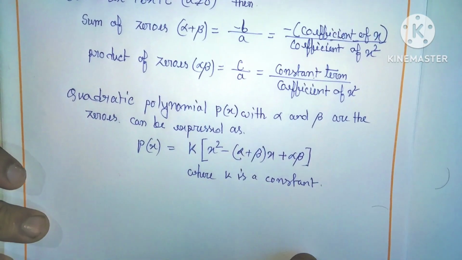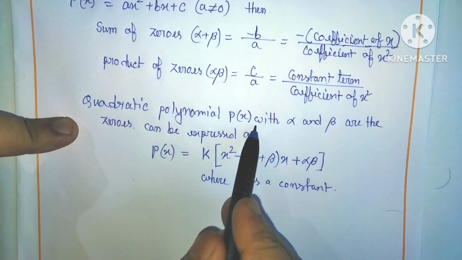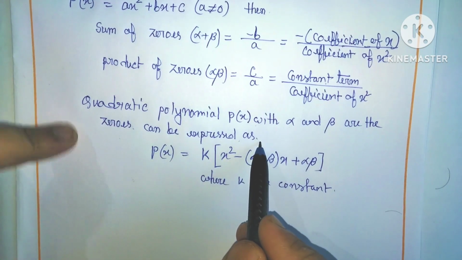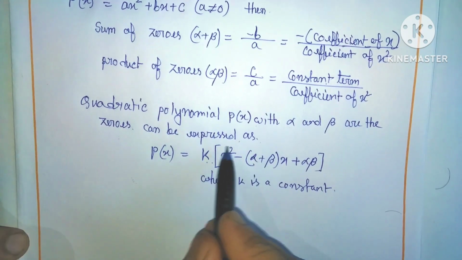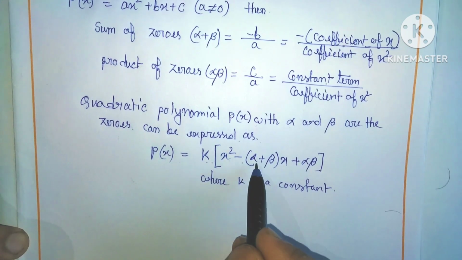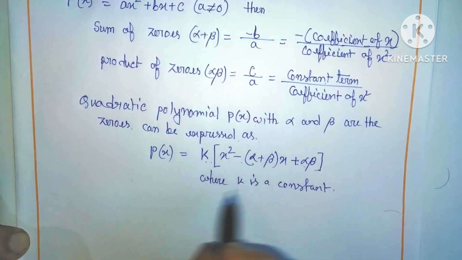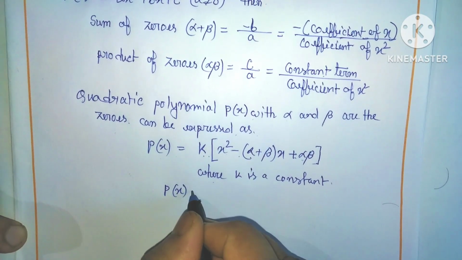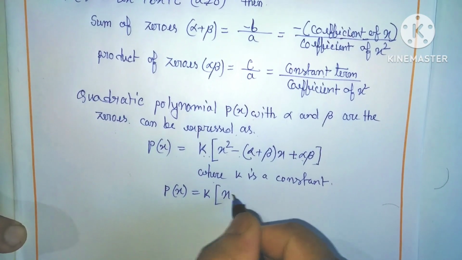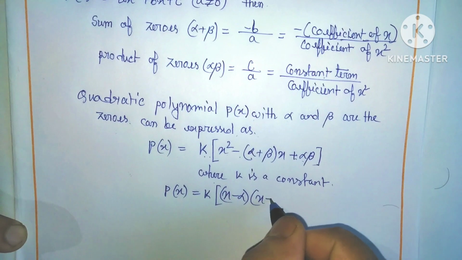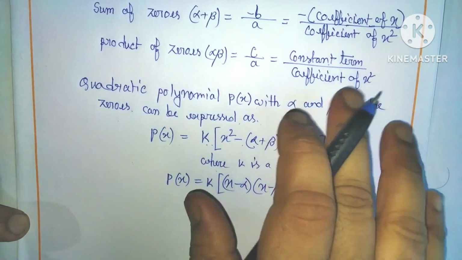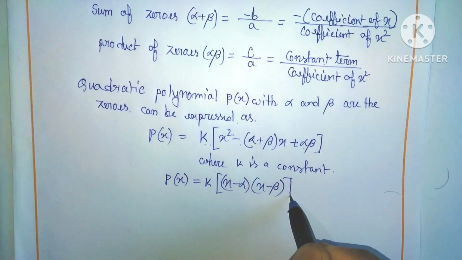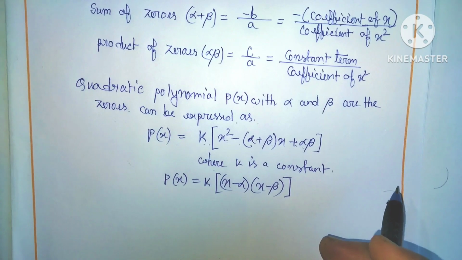So a quadratic polynomial P of x with alpha and beta as the zeros can be expressed as P of x equal to k into bracket x square minus bracket alpha plus beta into x plus alpha beta, where k is a constant. It can also be written as k into x minus alpha into x minus beta. Since alpha and beta are the zeros of P of x, x minus alpha and x minus beta are the factors of P of x.